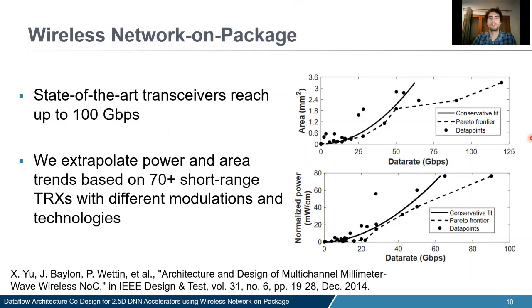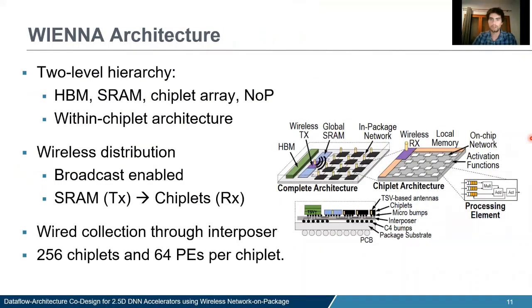So we did a study on the current wireless Network-on-Package. State-of-the-art transceivers can reach up to 100 gigabits per second. And here we plot the trends on area and power for different transceivers. We extrapolate such numbers based on more than 70 transceivers in the literature. So here we present the Vin architecture.